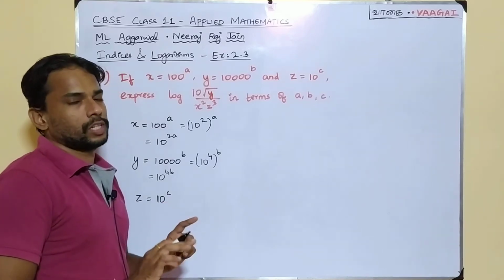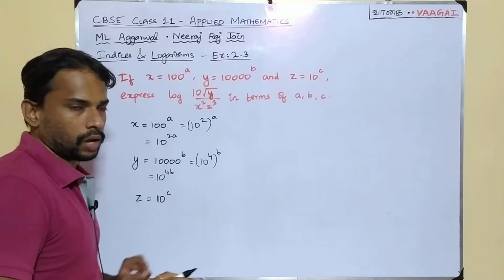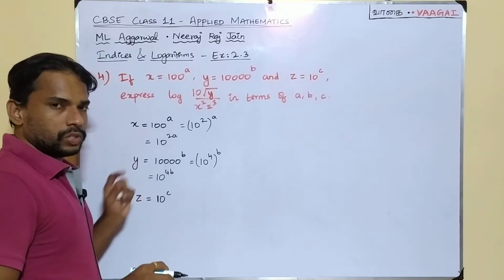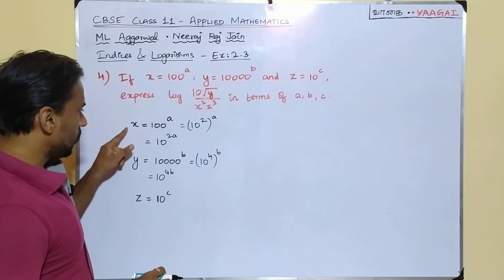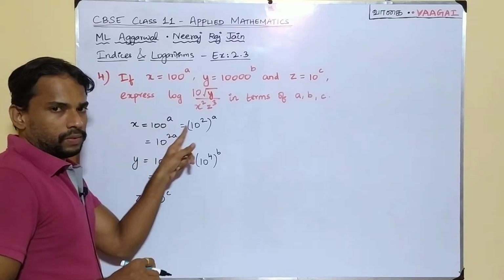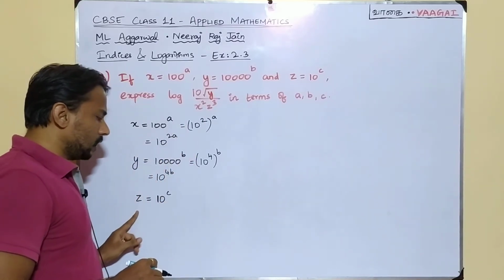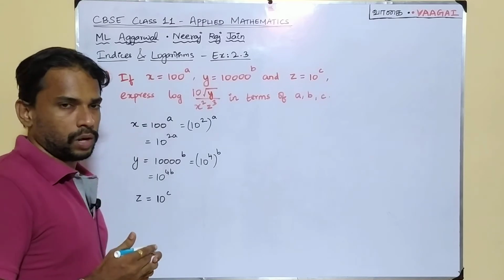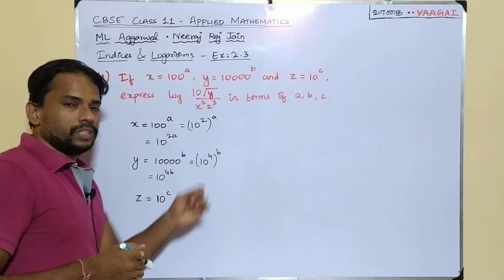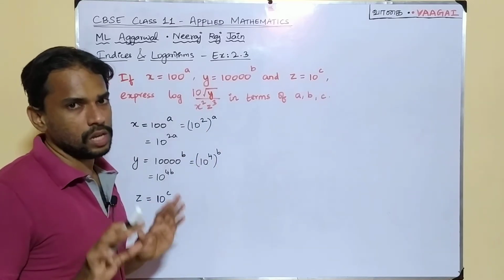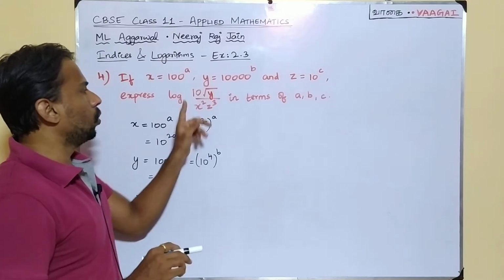Let us have this expression as it is. Let us not disturb it. Now overall, if you see, we have x written in terms of 10 power, y is also 10 power and z is also 10 power. This is going to be our objective. If we have it like this, it will be easy for us to get the answer. Now let us go to the question.